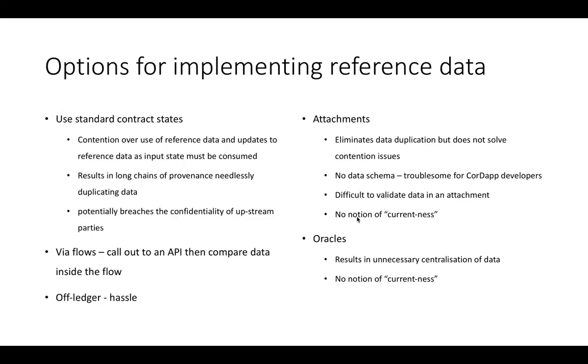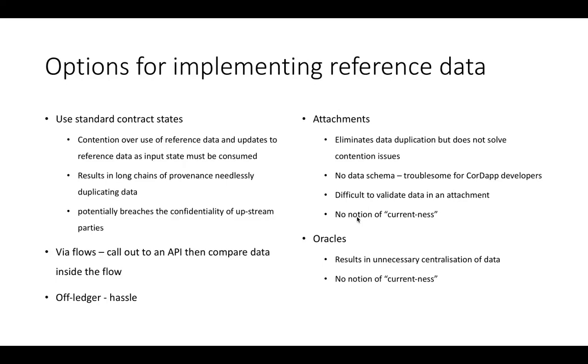The other way we can do it is via flows. So we just call out to an API and make some business decision inside the flow framework. If we do it this way, then we don't have any kind of what I call ledger assurance. So we don't create an immutable fact that is authoritative at the ledger level, right? We're just doing stuff inside a flow. So doing it via flows doesn't really give us the same amount of assurance as it does via using contract states.